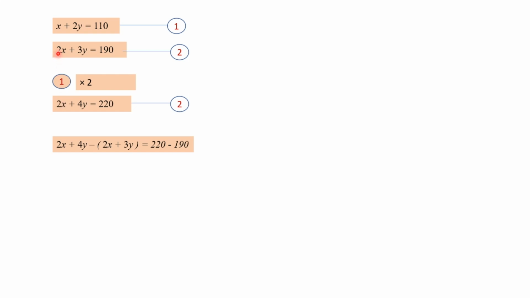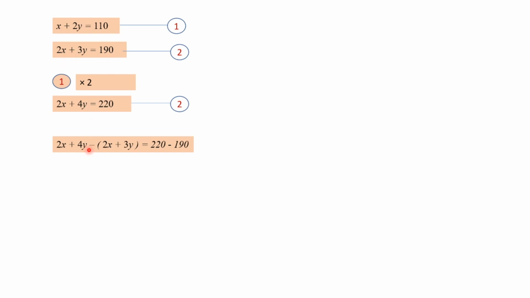Why? Because the x coefficients are equal. So what am I supposed to do? I have to get the difference. Why am I getting the difference? Why don't I add these two equations? If I add these two, it comes 2x plus 2x, 4x. So definitely I have to get the difference. That time it is cancelled out. So you have to figure out whether you are adding or subtracting. You can't do both.